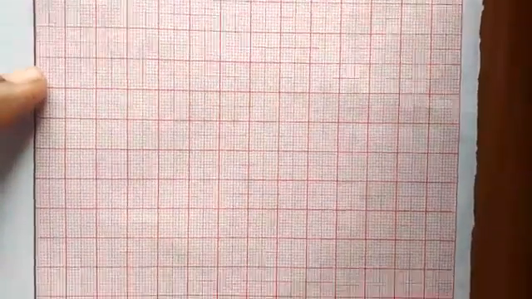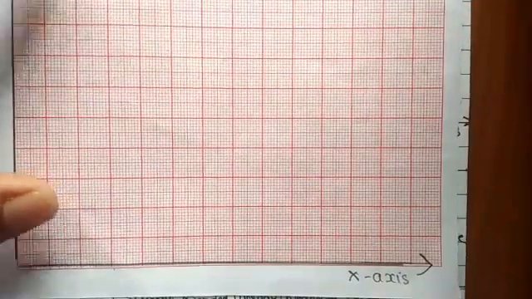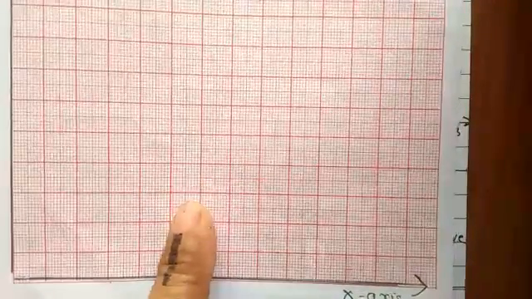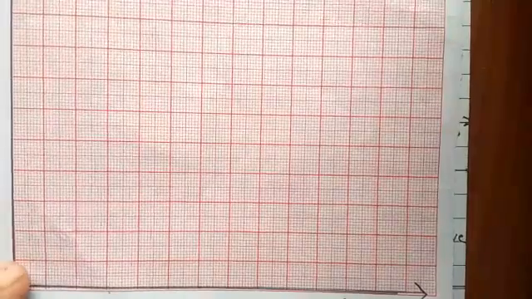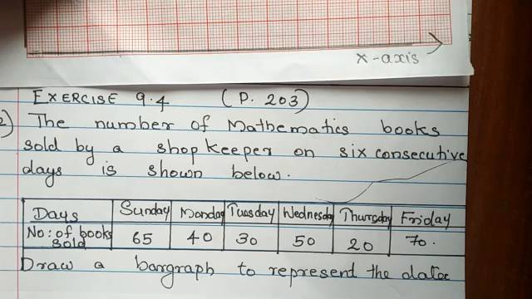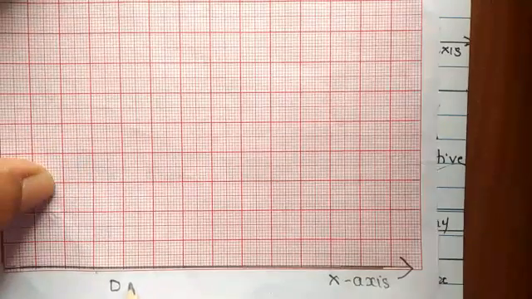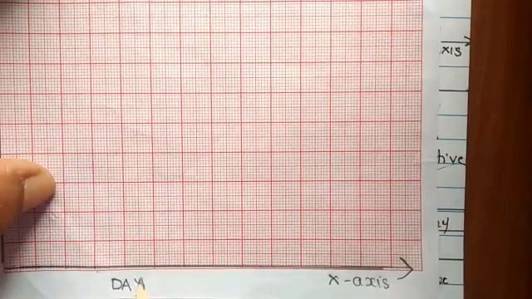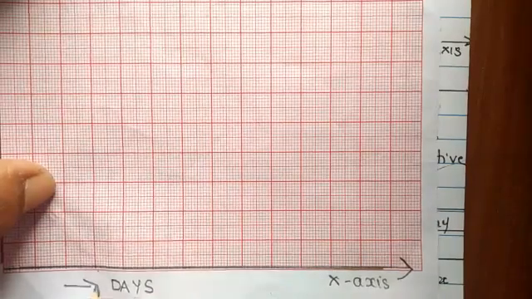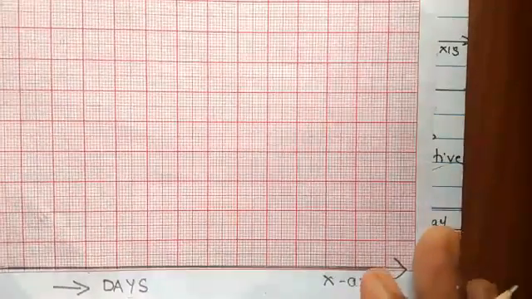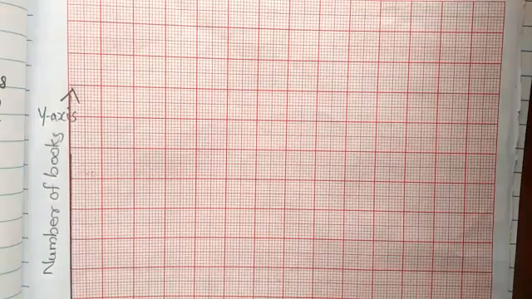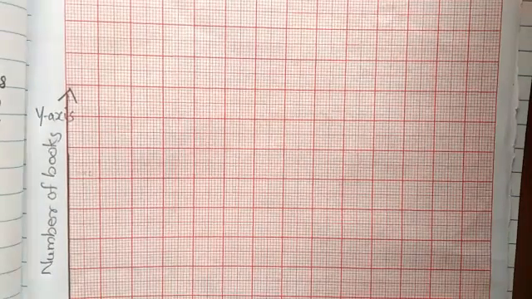This is the first step you have to do: x-axis and y-axis. Then you should think about the scale. I thought the maximum number of books was 70. So we can take 10 books equal to 1 unit length. On the x-axis we are marking different days, so I have written days on this x-axis. And along the vertical line I have written number of books.